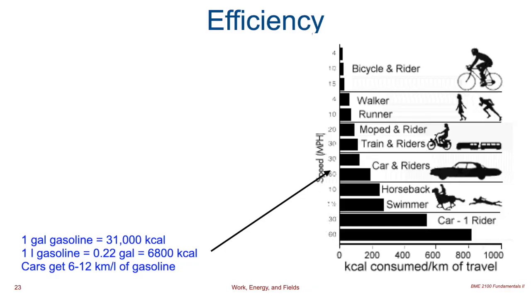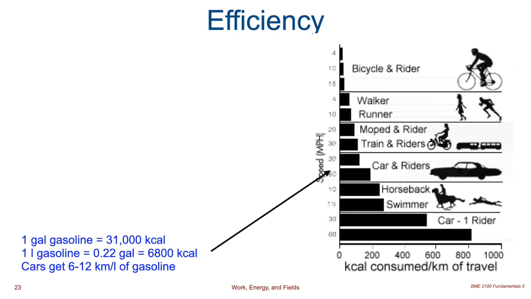and we can take the numbers out of this graph, the numbers I dug up, and we can determine that, for example, a gallon of gasoline, let's use that as our common energy denominator. The energy in a gallon of gasoline is something like 31,000 kilocalories. We're metric, so we're going to divide that and get liters, and we get something like 6,800 kilocalories per liter of gasoline.